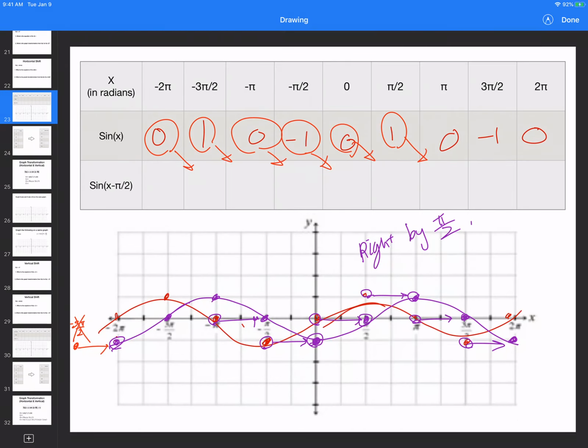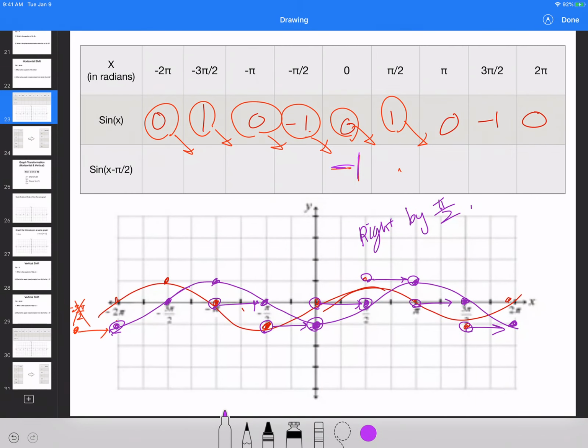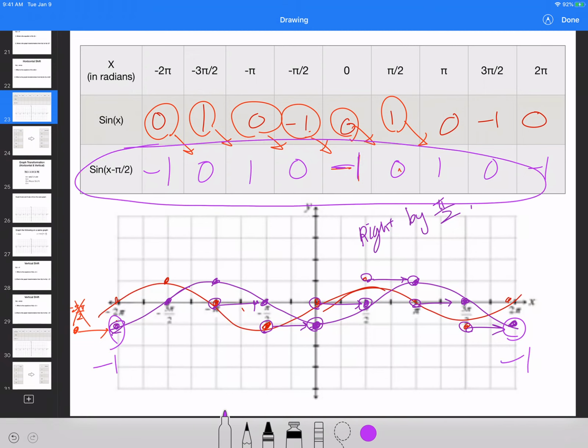So this value ends up negative 1. Let me use a different color here. So this ends up being -1 here. This ends up being 0, 1, 0, -1, 0, 1, 0, -1 there. And you can see how they both end up at -1s, right? Just like how this chart says.